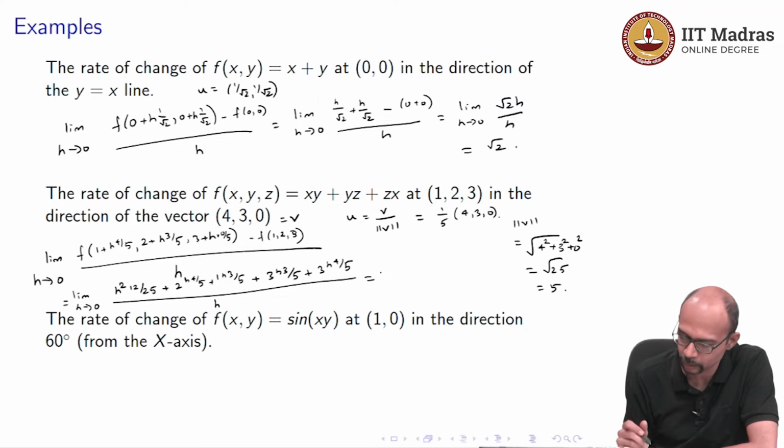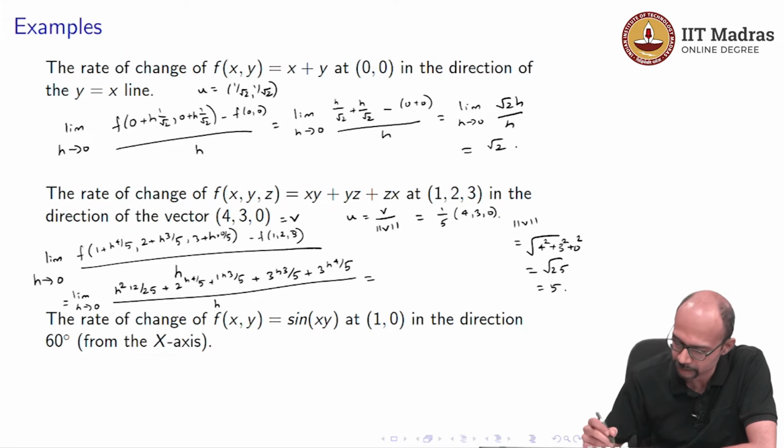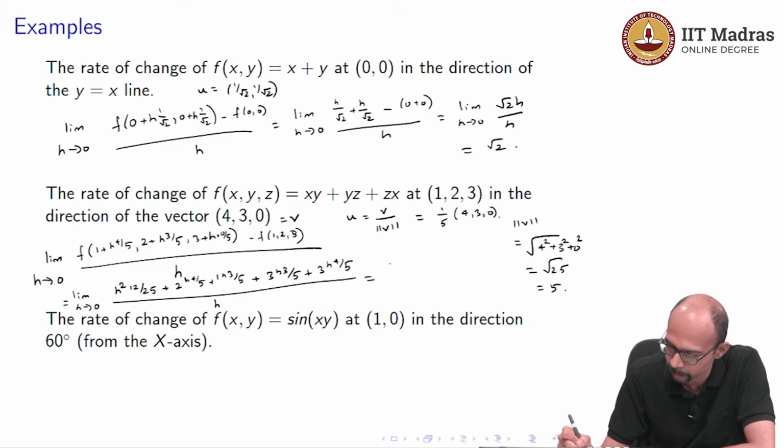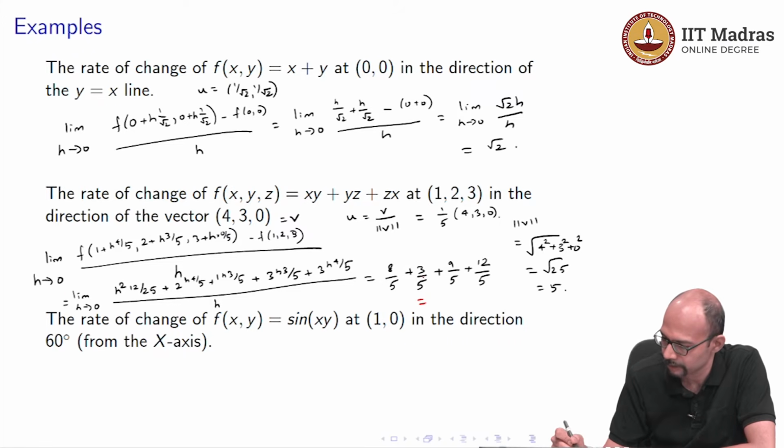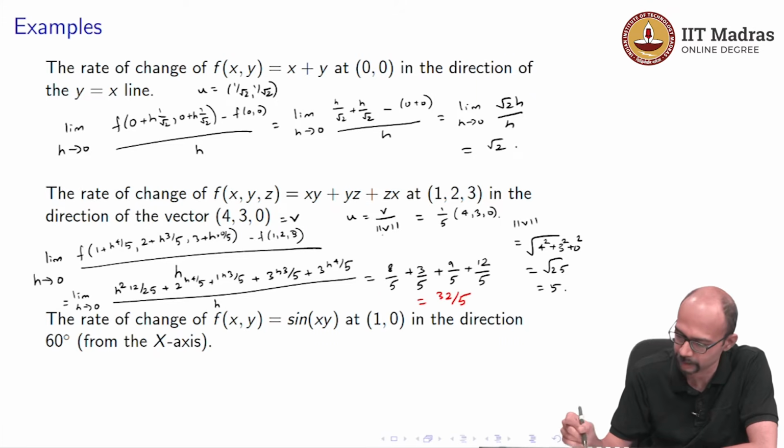Fine. So, what do we get? The h cancels from the numerator and the denominator, and in the numerator the first term has an h squared, so that limit will be 0 and the others will survive. So, what you will get is 2 times 4 by 5, so 8 by 5, plus 3 by 5, plus 9 by 5, plus 12 by 5. So, the answer is 8 plus 3 is 11, plus 9 is 20, plus 12 is 32, by 5. This is what the answer will be.